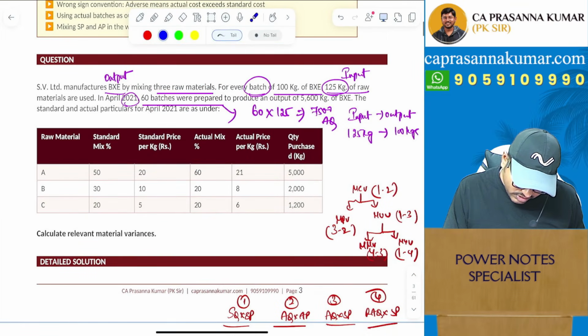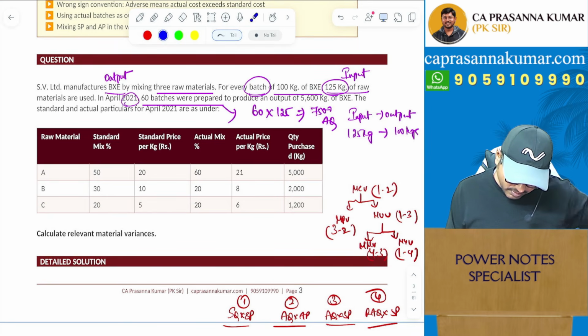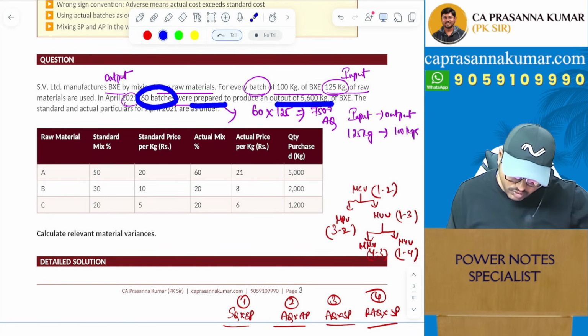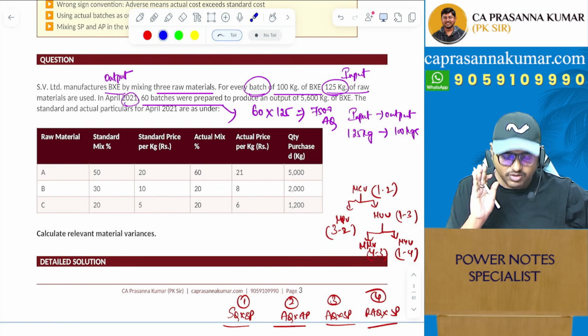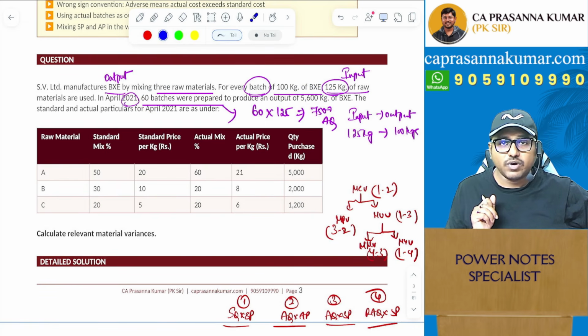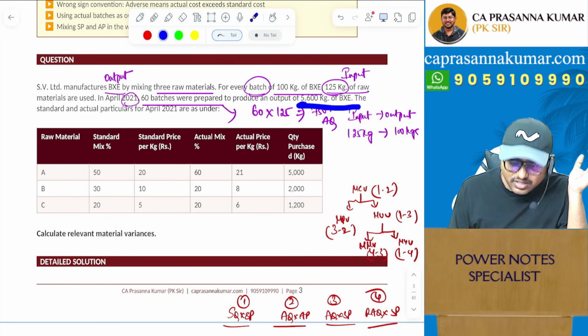Now where is your actual quantity, Nana? If you can see the question, 60 batches were prepared to produce an output of 5600 kgs. Nana, please try to understand. Many people wrongly take 5600 as the actual quantity. No, 5600 kg is output.